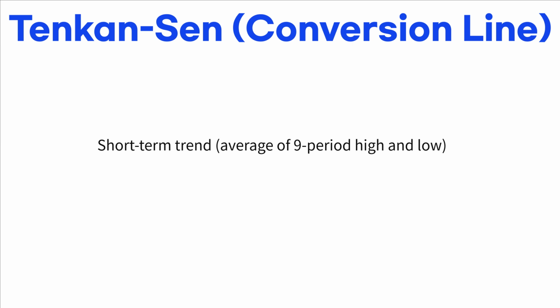Tenkan-sen is primarily used as a signal line and is calculated by taking an average of the highest high and lowest low for the past 9 periods. So how can we interpret the Tenkan-sen? Think of it as an indicator of market trends.